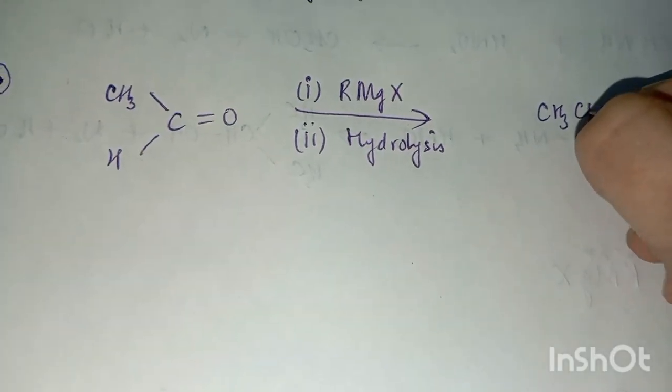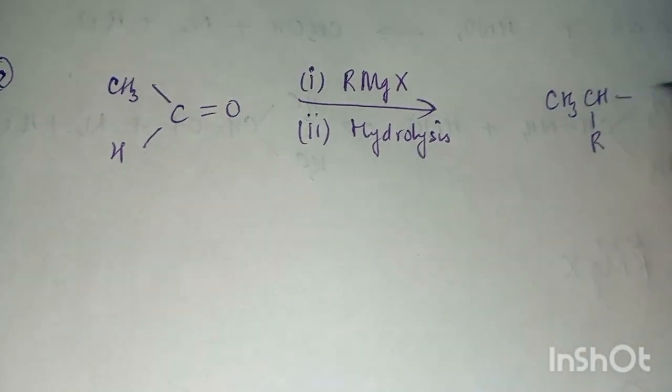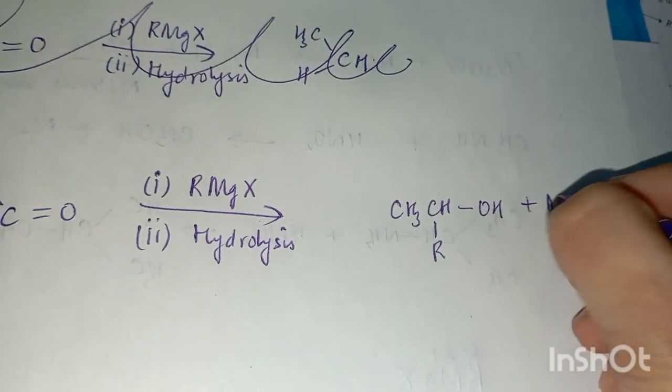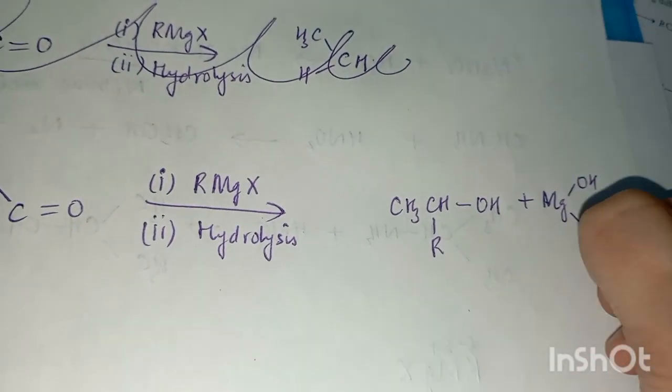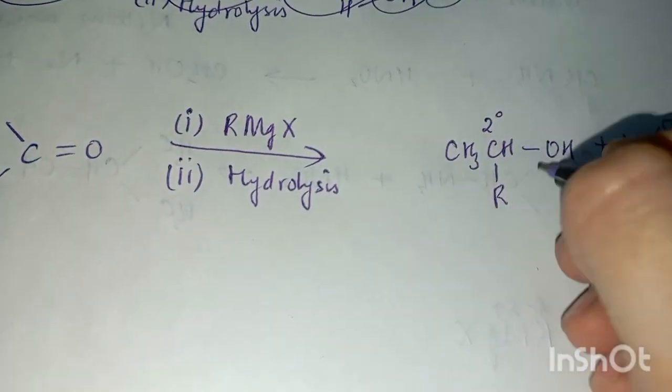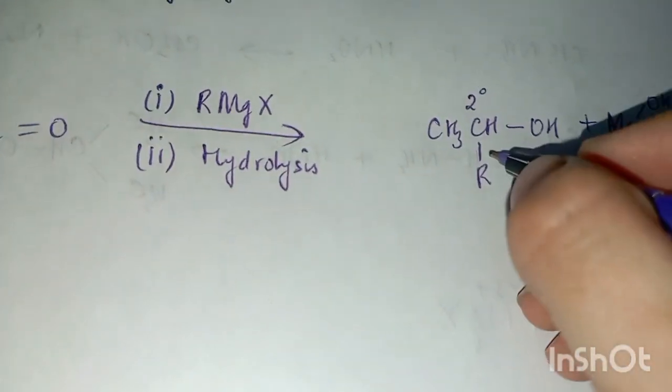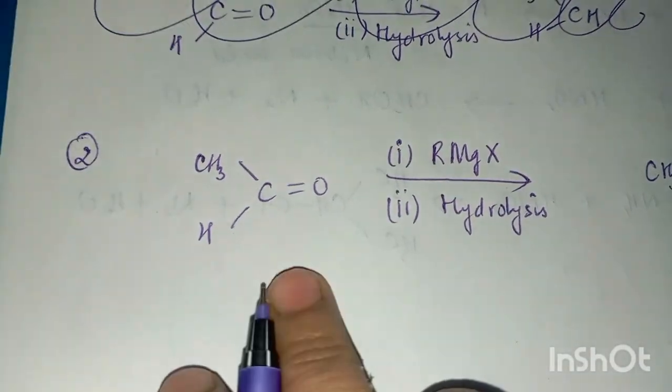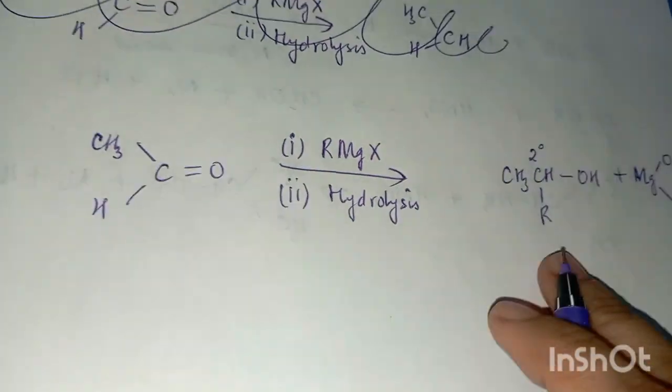CH3 ... Now this is the secondary alcohol. The OH group is attached to the secondary carbon here. So when we take the carbonyl compound as acetaldehyde, the product is secondary alcohol.